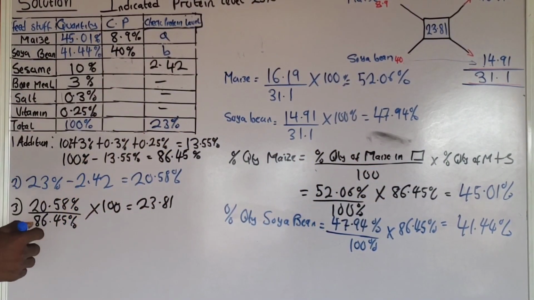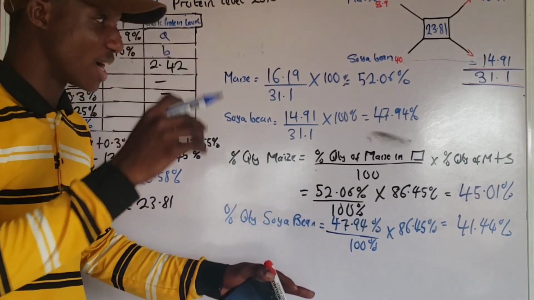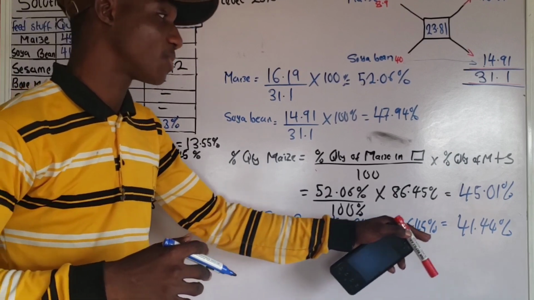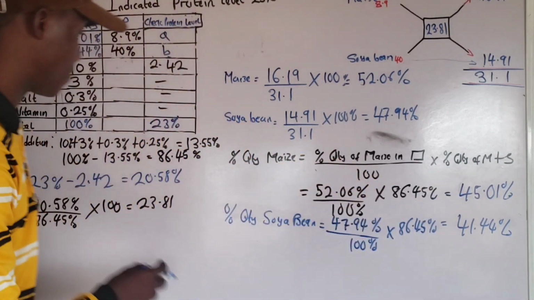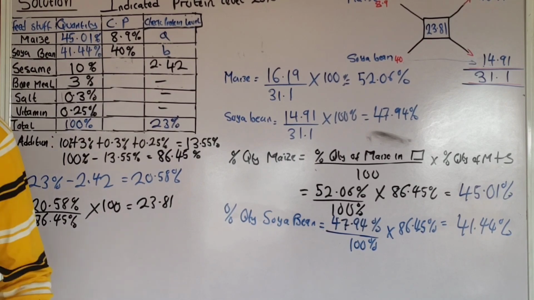Now, having done this, when you get to this point, you can easily find the percentage quantity for that of soya bean by just subtracting 45.01 from 86.45. You understand? So now we are done with that of quantity. Now let's also calculate the crude protein level. To get the crude protein level is quite easy. I'm going to give you the formula, okay?